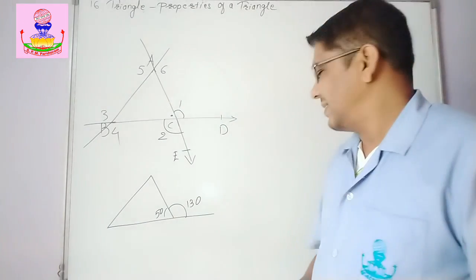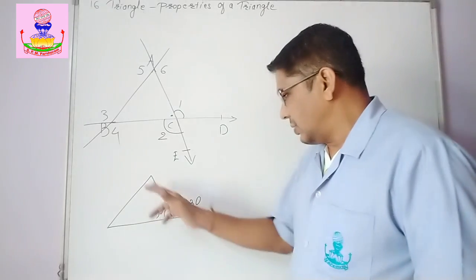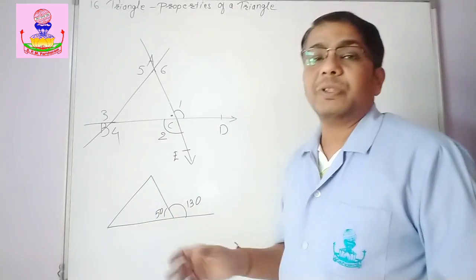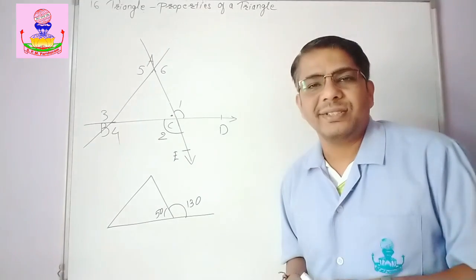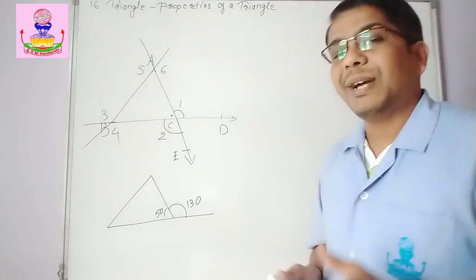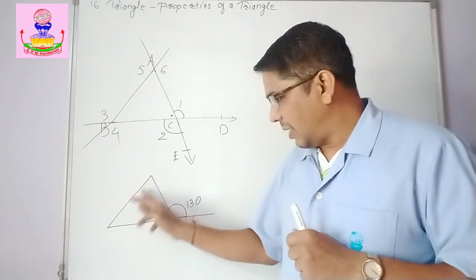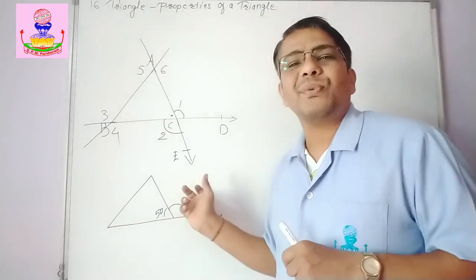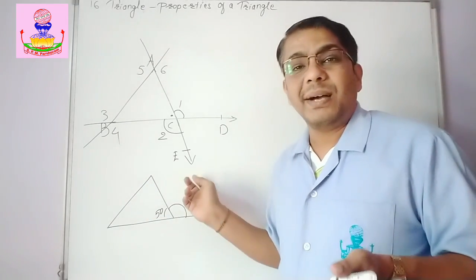Yes, it has to be a linear pair angle. Now see, the sum of the three angles of a triangle is always 180 degrees. From that, this is 50, so 180 minus 50 is 130. So the sum of these two angles is 130. That's what we are showing.